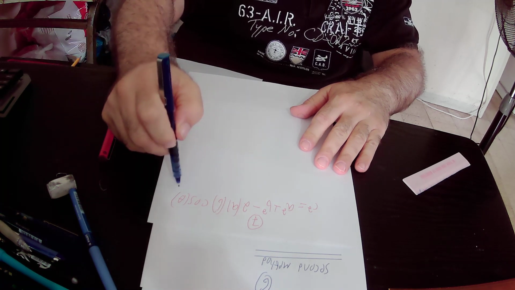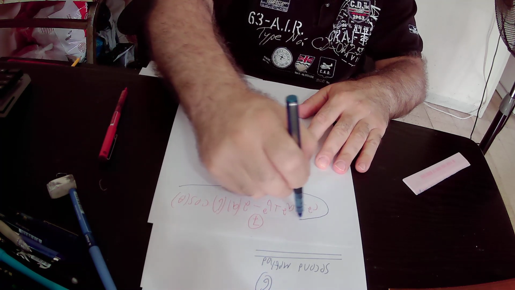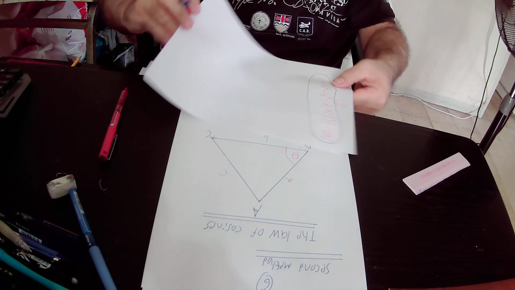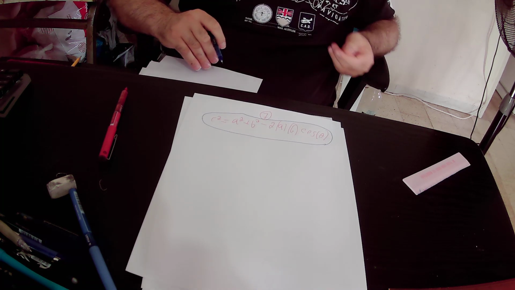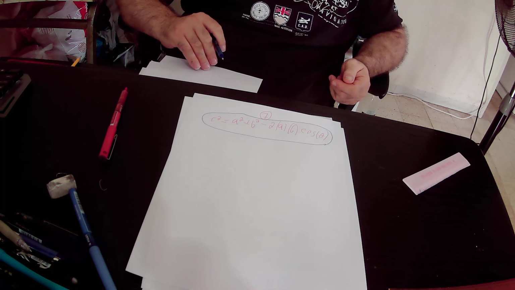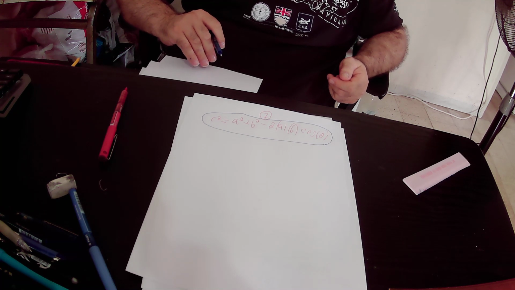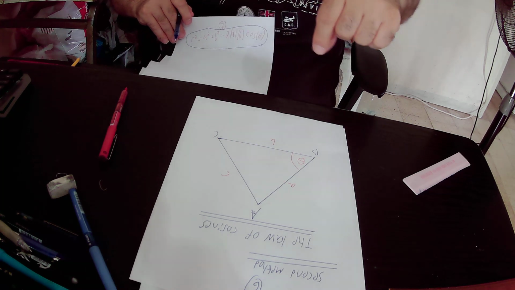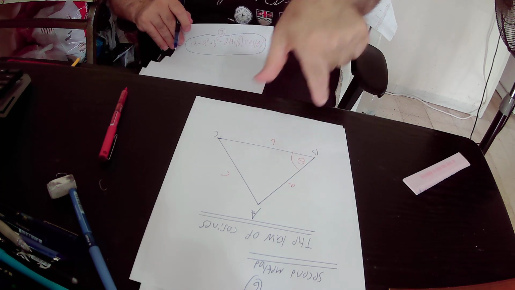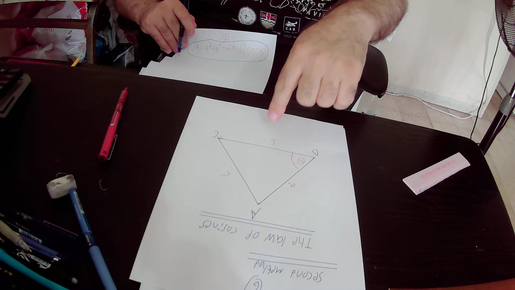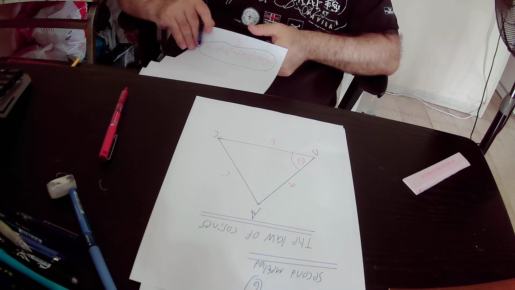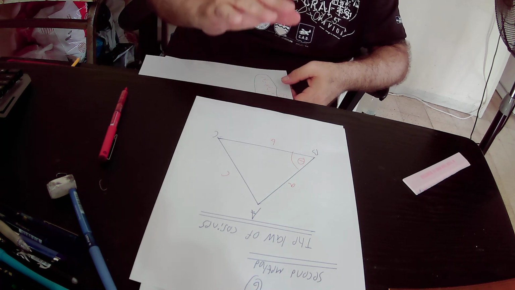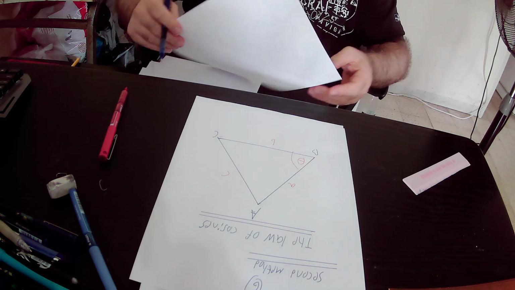Okay, so this is actually the law of cosines. C square equals A square plus B square minus 2 times A times B times cosine theta.